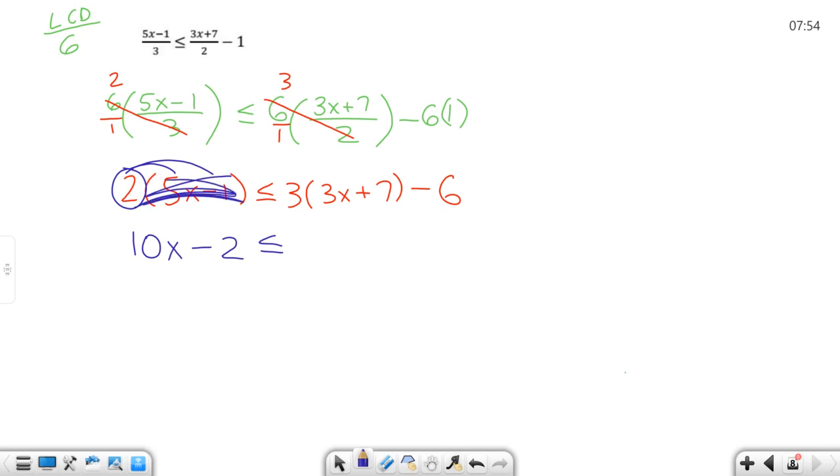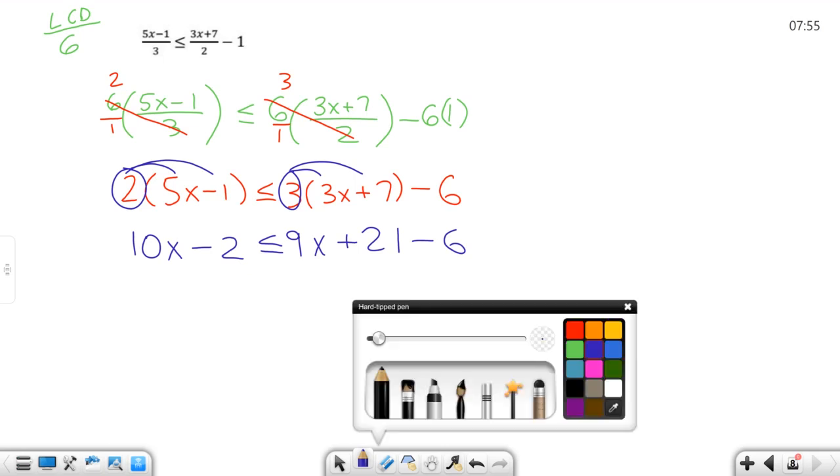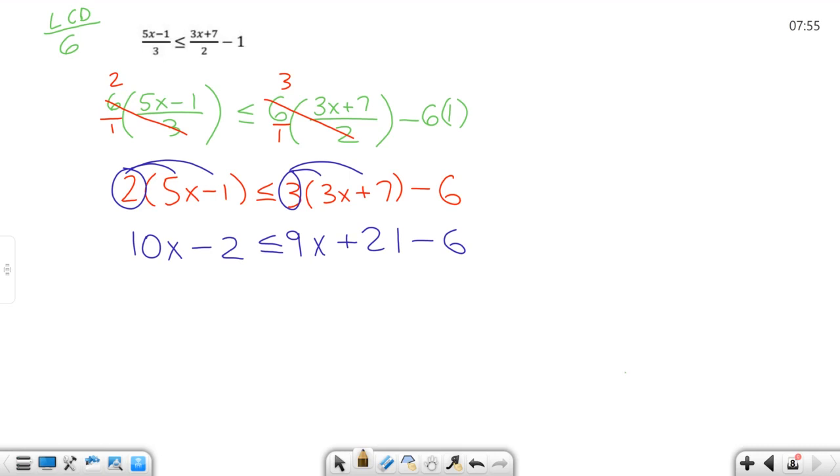Now I forget about this over here and say, what do I do on this side? I distribute, right? So I take this 3 and distribute, and that's going to give me what? 9x plus 21, and then minus 6. And then I say, okay, what else can I do to this right-hand side? Well, I have like terms, the plus 21 and the minus 6, right?